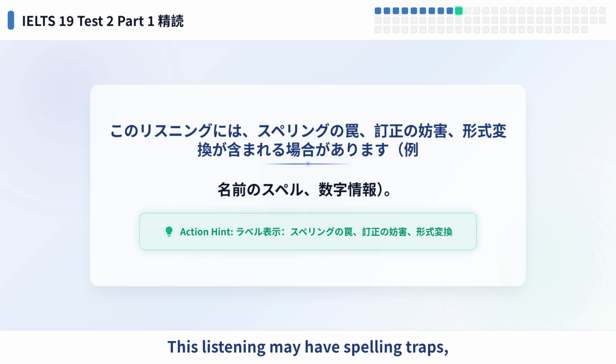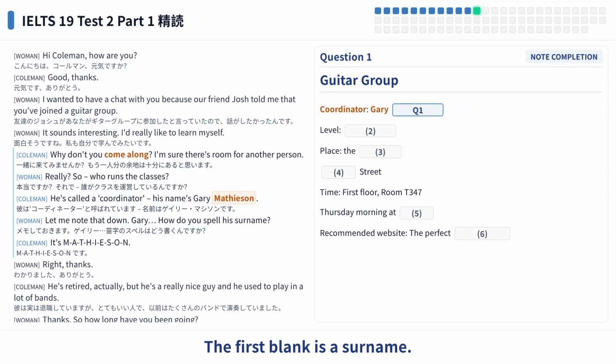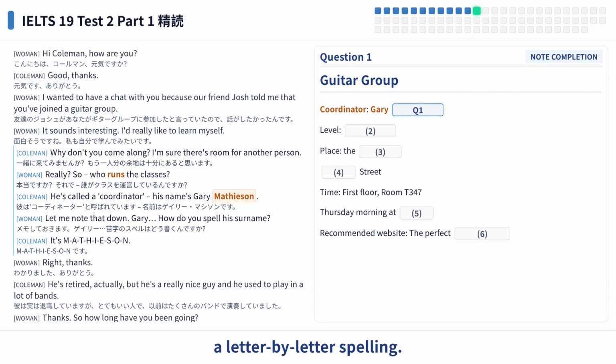This listening may have spelling traps, correction distractors, and format changes, for example, name spelling, numbers. Now we'll go through each question. Pause the video, and predict answers first. The first blank is a surname. Listen for the name Gary, then get ready for a letter-by-letter spelling.